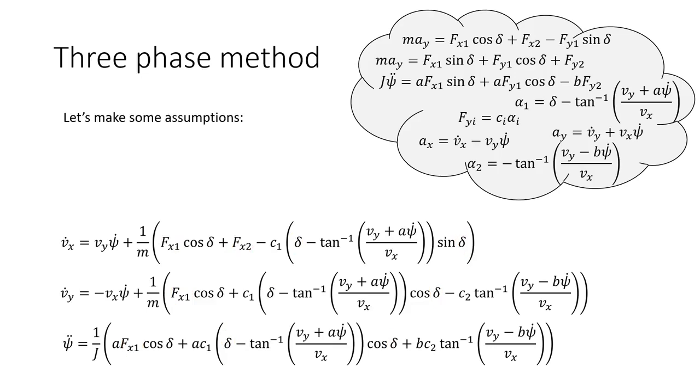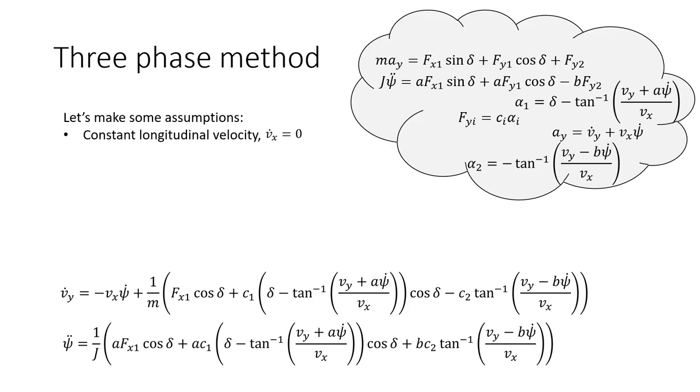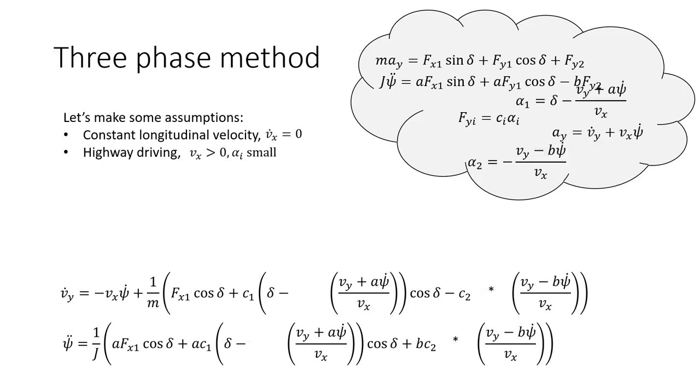Let's start making some assumptions and simplifications. The first assumption we can make is to assume that we have constant velocity of the vehicle. This results in the first state derivative being equal to 0, so we can remove that from the model. This is a valid assumption if we go on a highway, so let's add that as an assumption. If we go on a highway, we usually have small side slip angles. So this results in the tangent of the side slip angle being approximately equal to the angle itself.